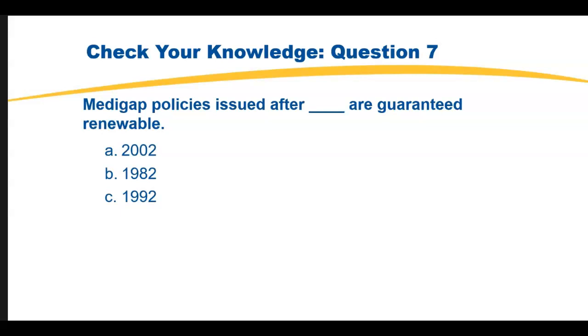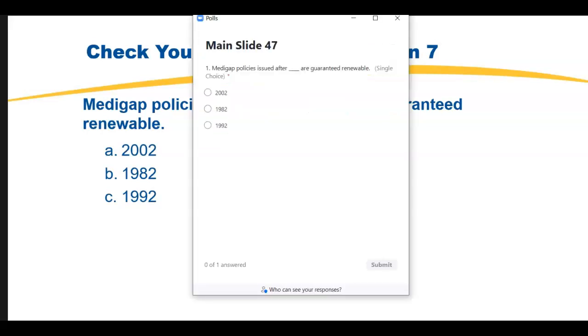All right, it's time to check knowledge again, Carrie. Okay. Medigap policies issued after which year are guaranteed renewable? 2002, 1982, or 1992? I'll give you a minute.